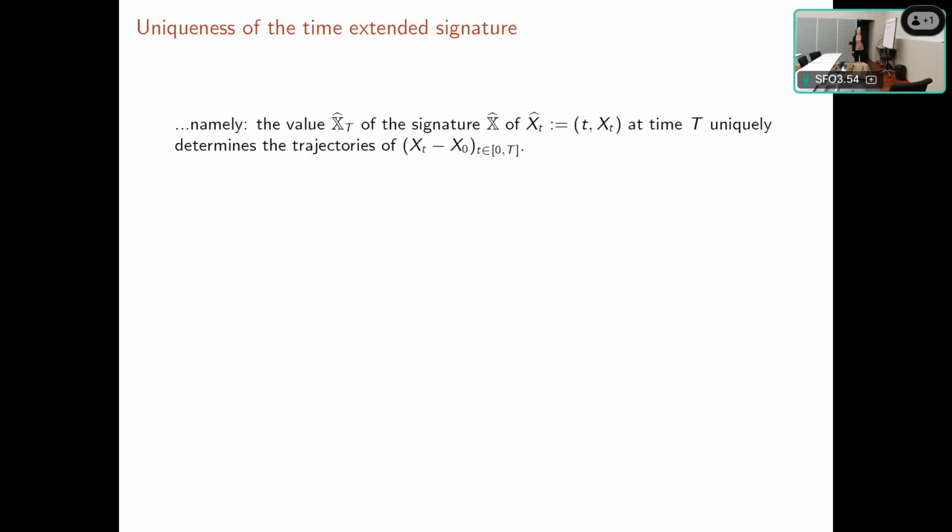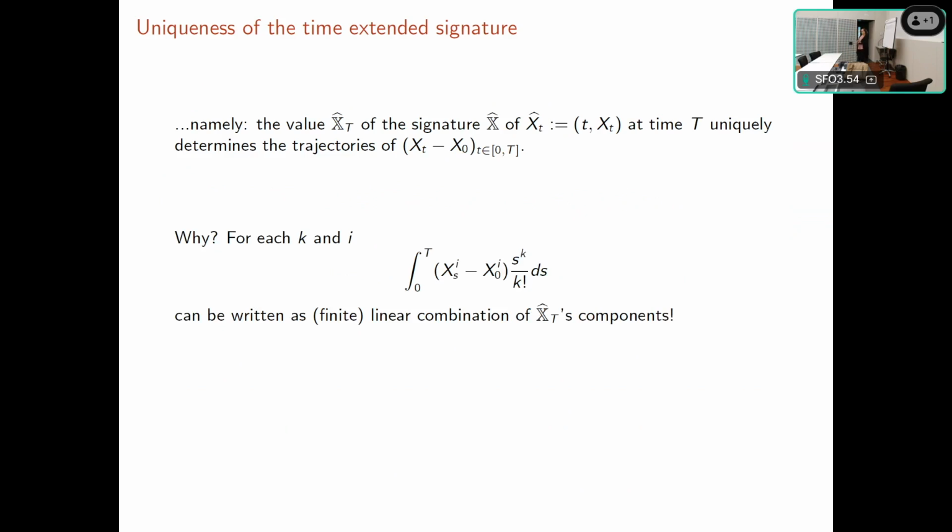I told you at the very beginning that knowing the signature at time capital T, you also have the information about the whole trajectory. Okay? This is actually easy to prove, again, because you know that knowing the signature, you know this type of quantity. Why? Xi minus X0 is a component of the signature. S is a component of the signature. Here we are considering the signature of X and time together. Okay? So S is an element and X is an element. Polynomials of them are again elements of the linear combination of the signature, right?